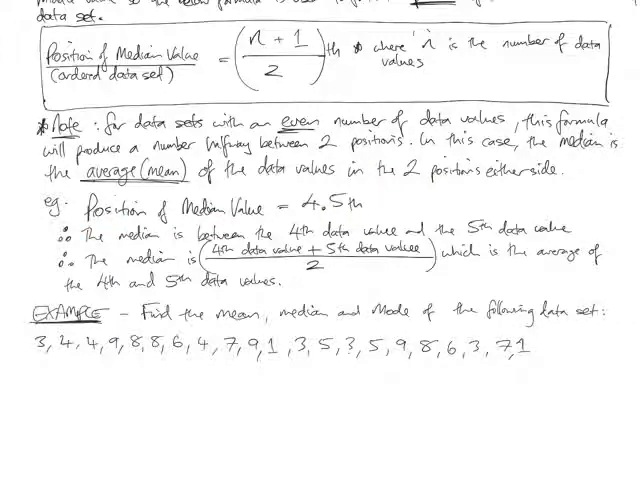For example, if you used a formula and you got 4.5, that means the median is going to be between the fourth data value and the fifth data value, because 4.5 is exactly in between 4 and 5. And so the median is going to be the average of those two values in those two positions. So it's going to be the average of the fourth and fifth data values, whatever they were.